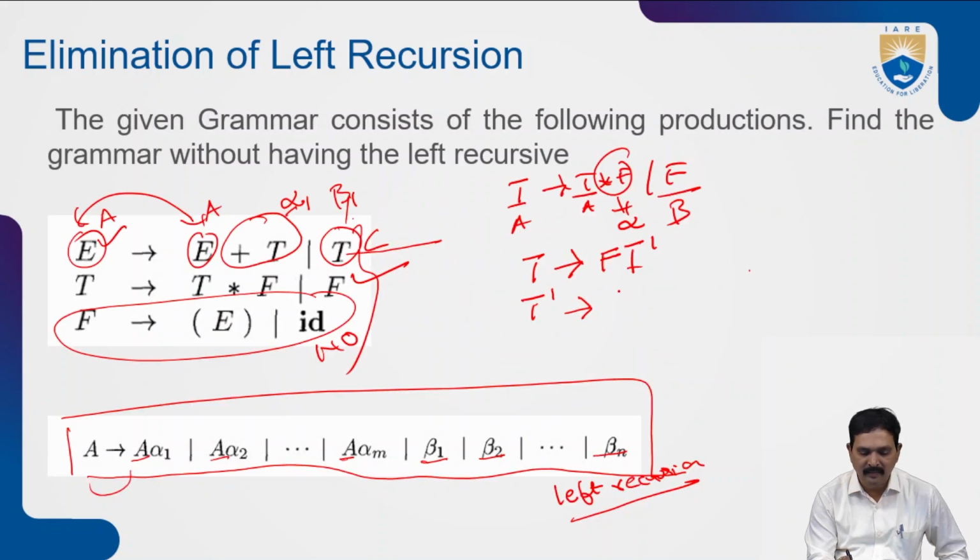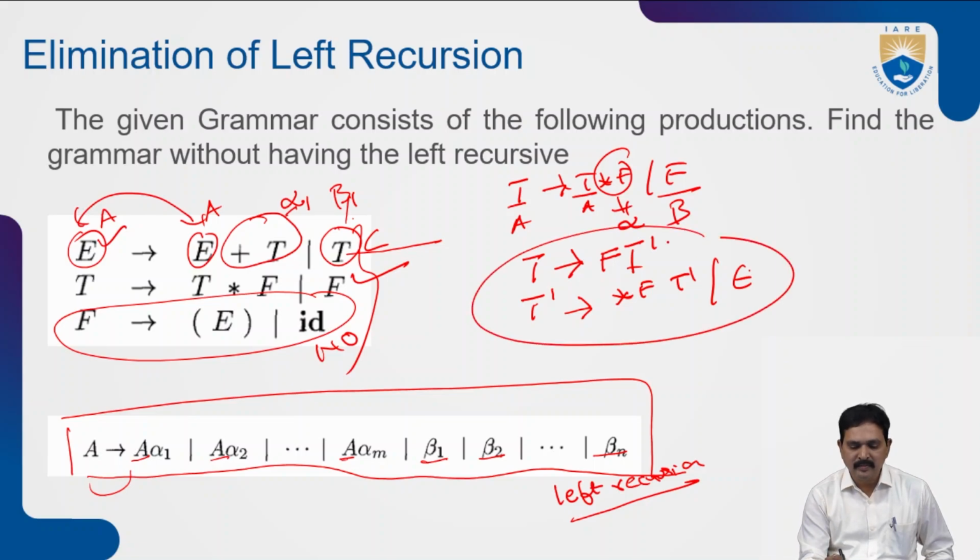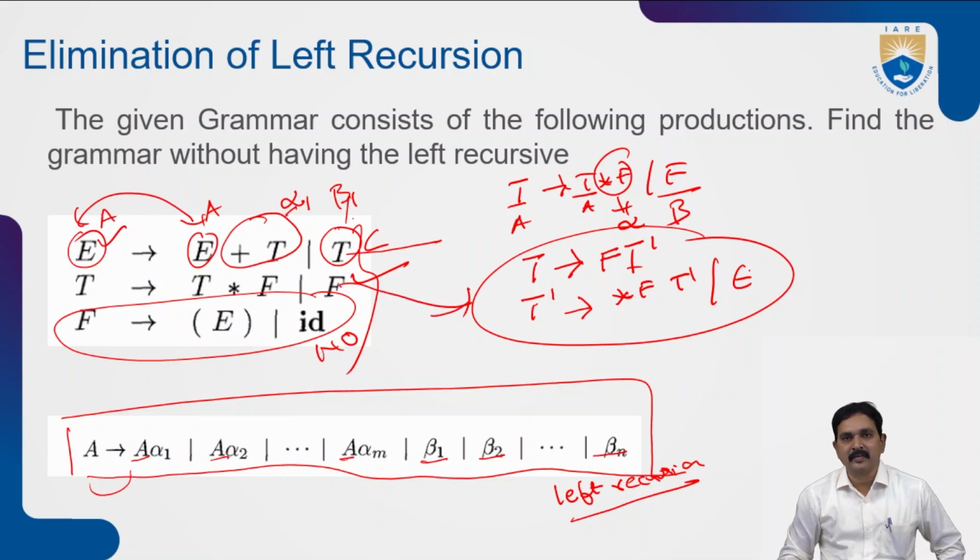Initially alpha is star F and T dash, and one more value is the null value. So I think these are the new productions. You take them in place of the production T implies T into F slash F. With that, you know the idea of how you can convert left recursion productions into non-left recursion productions.